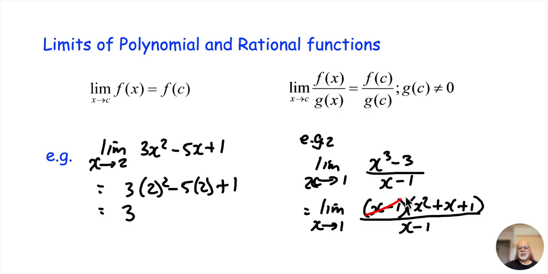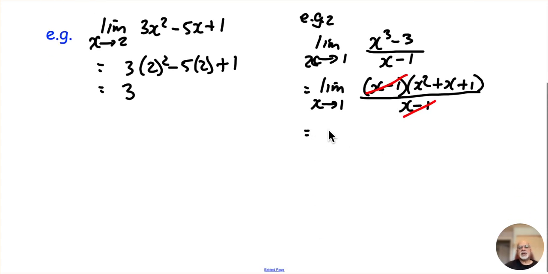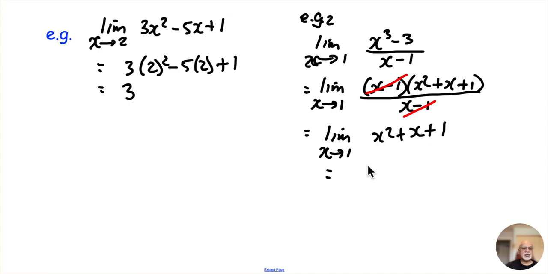And now something nice has happened. The x minus 1's cancel. And so this ends up being the limit as x approaches 1 of x squared plus x plus 1. And if we make the substitution like we did in the previous example, we end up getting 1 plus 1 plus 1, which is 3. So even though this rational expression is not defined at x equal to 1, the y value, or f of x, is approaching 3 as x is approaching 1, even though f of 1 is not defined.